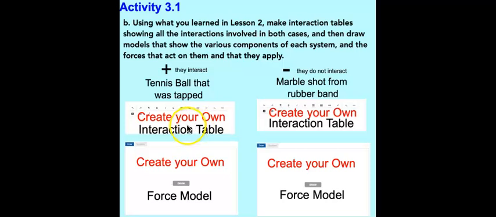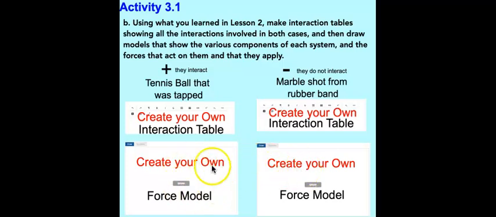Remember, you can choose to create a table column, and you can add rows, you can delete rows, you can add columns. Remember, we worked on doing this earlier to modify a table that was used in lesson 2. So you're going to create two interaction tables, one for the tennis ball that was tapped and one for the marble that was shot from a rubber band. Down below, you'll see two more spots for you to put stuff.